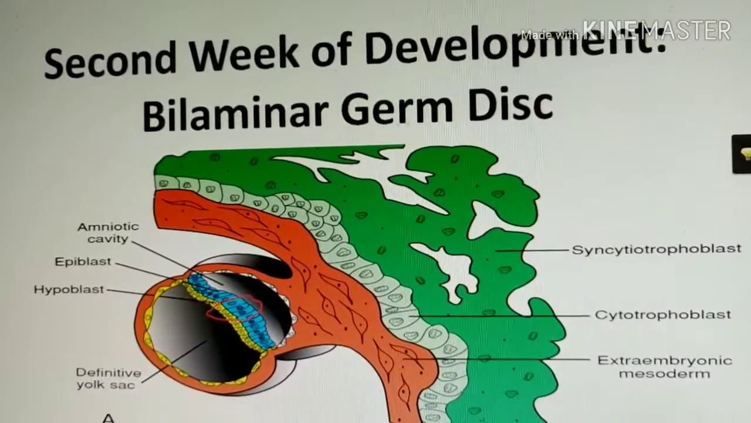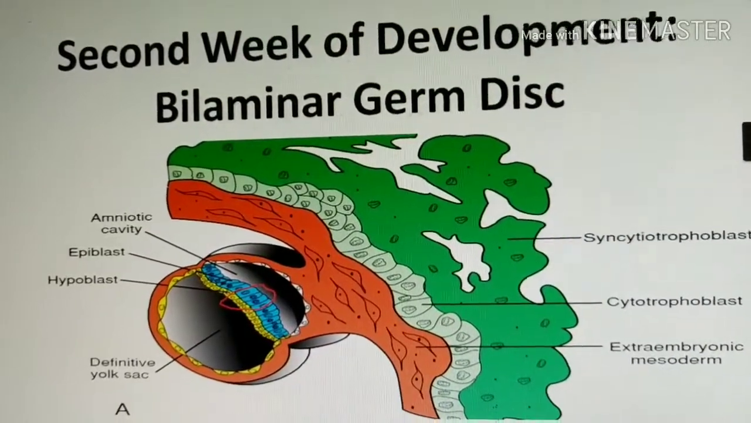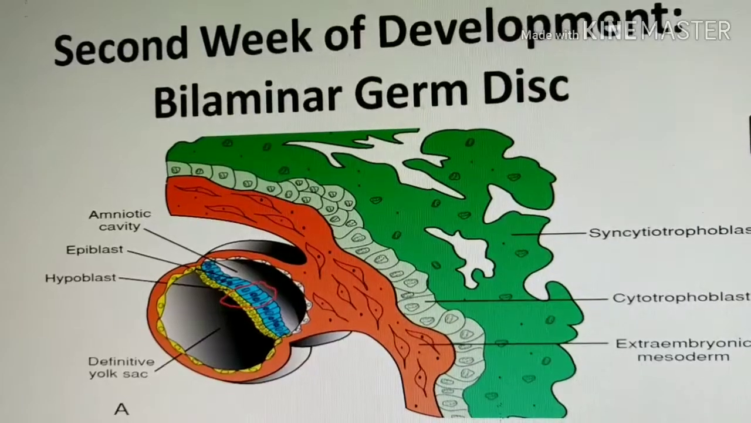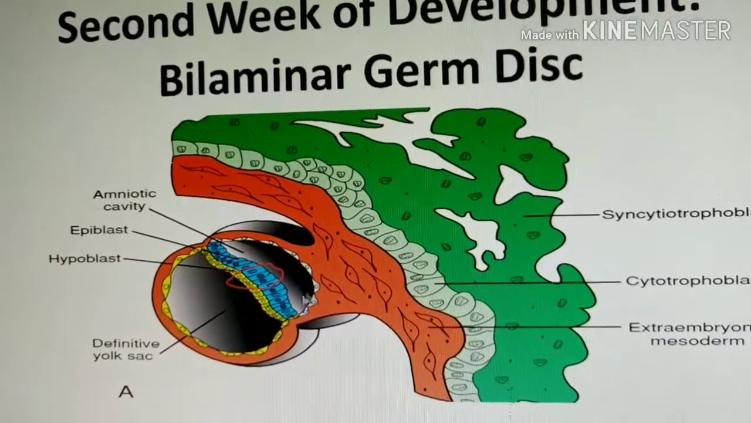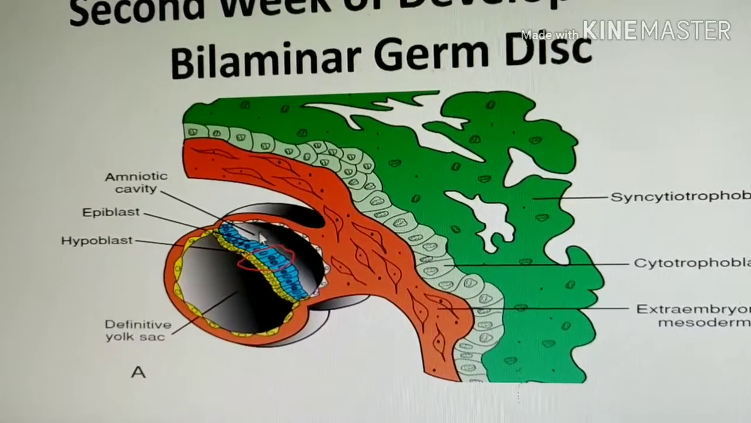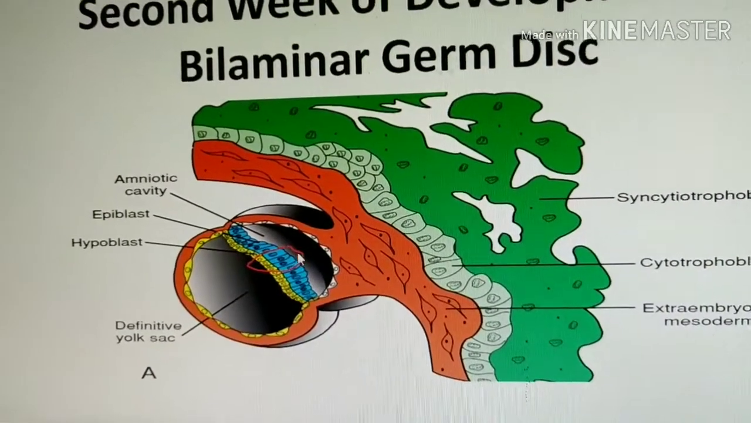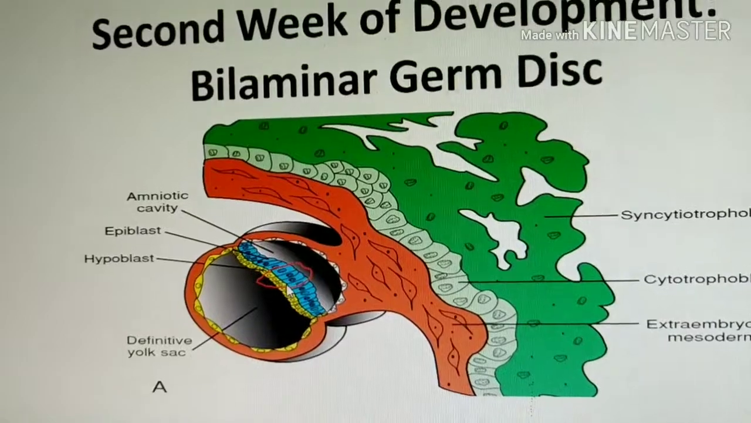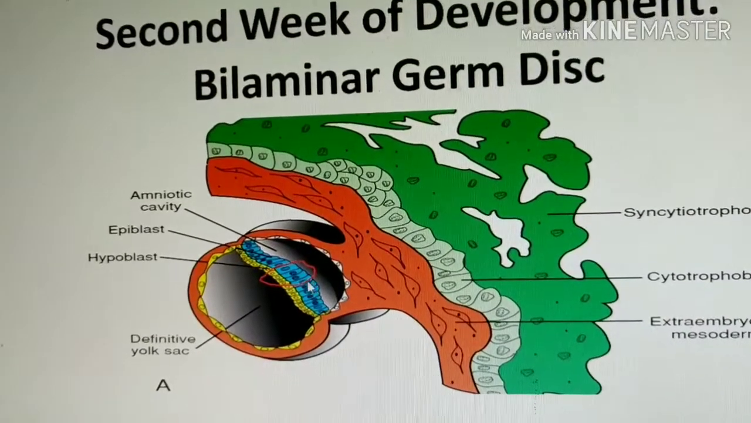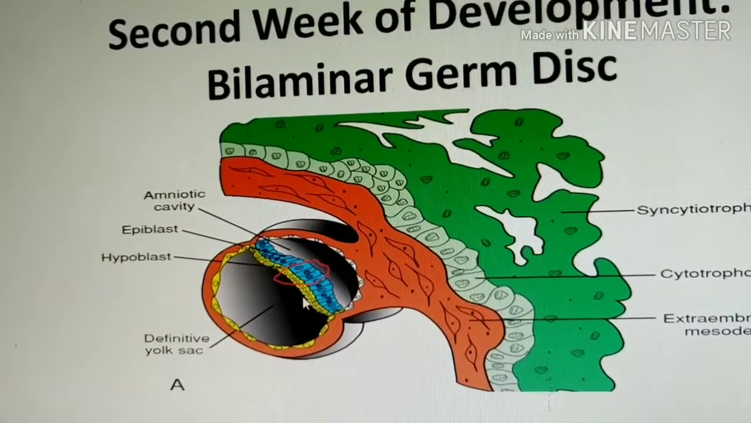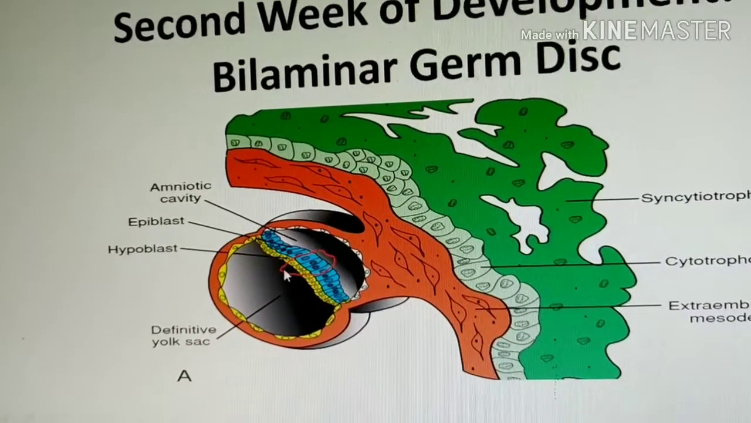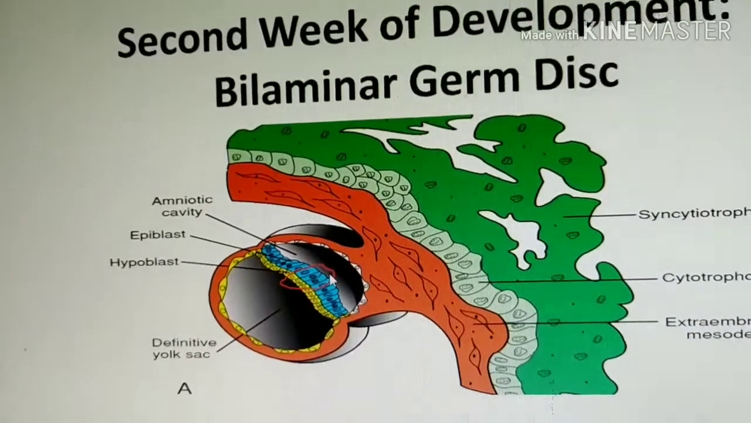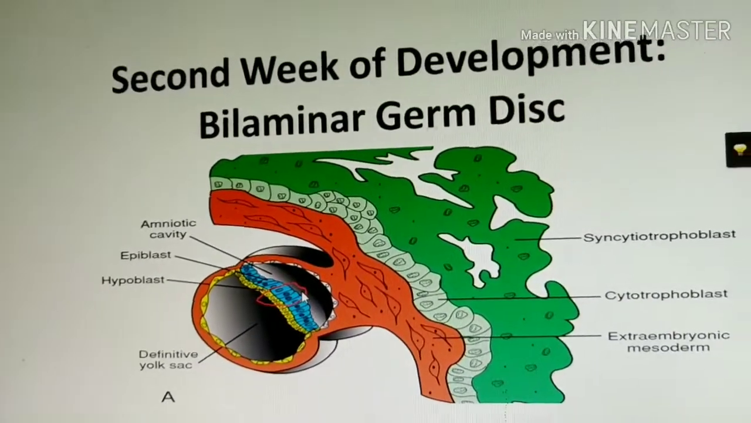In the second week of development, the main focus is to form the bilaminar germ disc. That is the yellow color and blue color. These are the two germ layers. That is the two layers. This is known as the bilaminar germ disc.